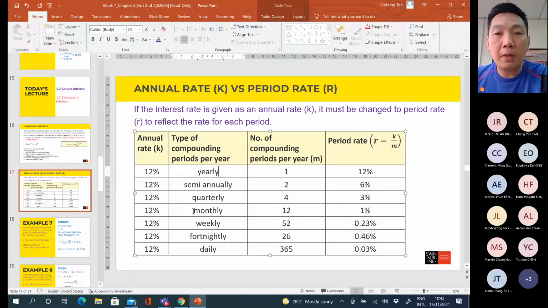How about if the interest is compounded monthly? So M is equal to 12, right? Because 1 year has 12 months.